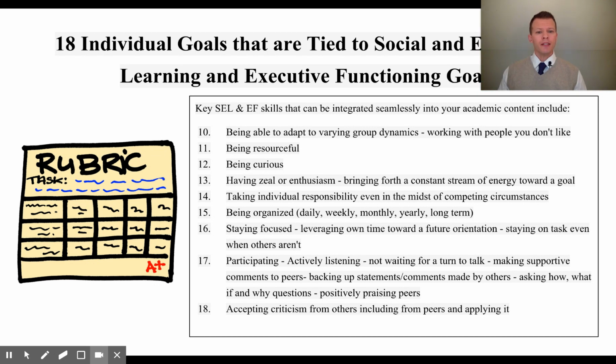14, taking individual responsibility even in the midst of competing circumstances. So you've got a group scenario going on. 3 of the 5 students, well, they're slacking off. They're giggling. They're acting silly. They're talking out loud. 2 of the 5 are really focused and they're working hard. Does that sound familiar? So what happens?